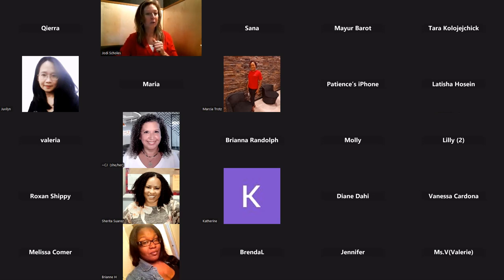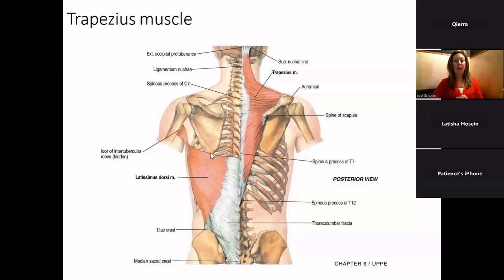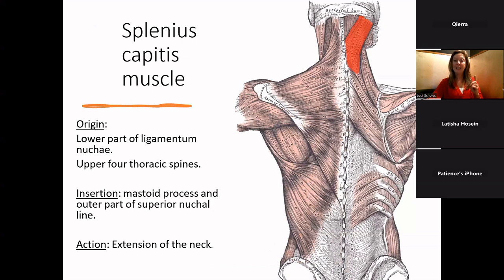All right, back to the regularly scheduled program, upper body anatomy. Here we are. We had just looked at the trapezius, and now we looked at the latissimus. Let's take a look at some upper posterior muscles: splenius capitis and splenius cervicis, which are up in this region.